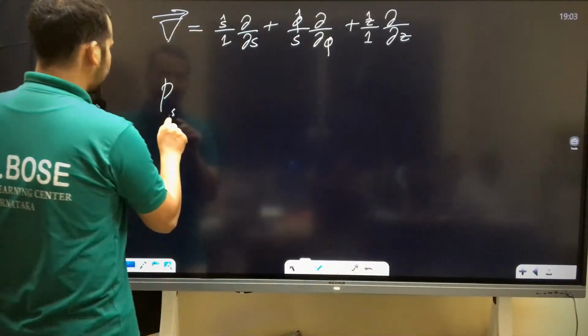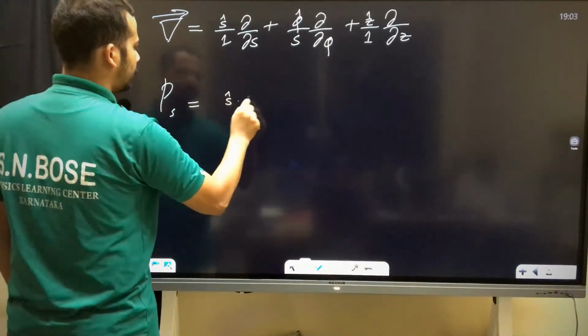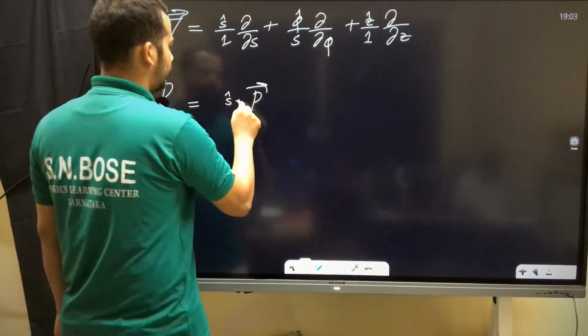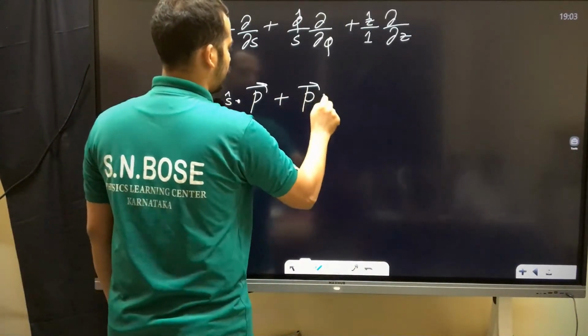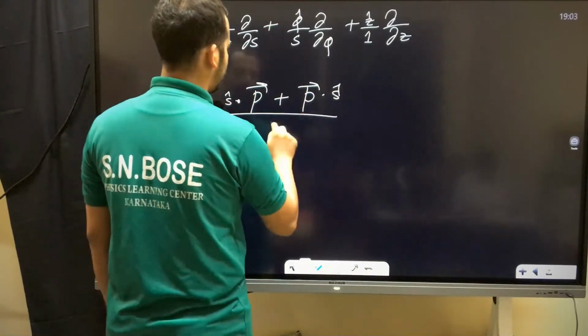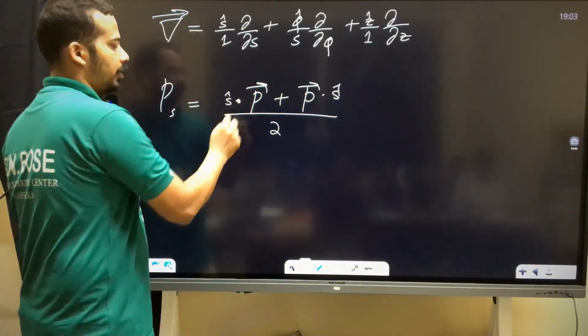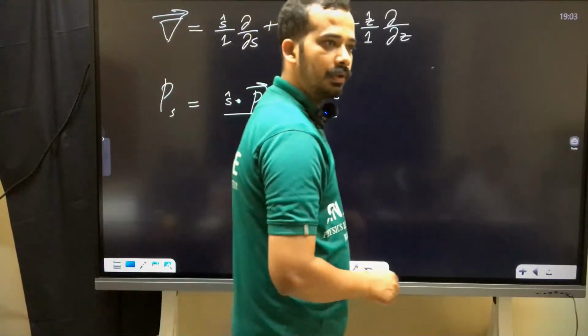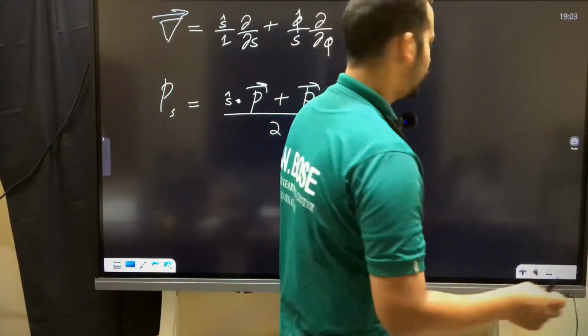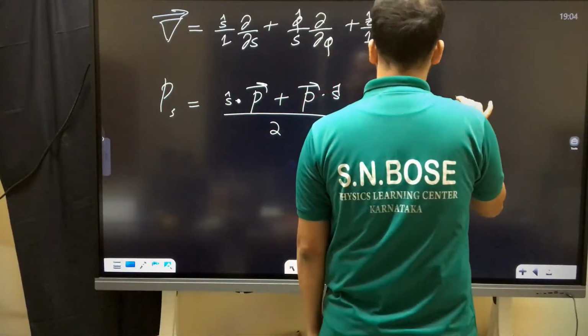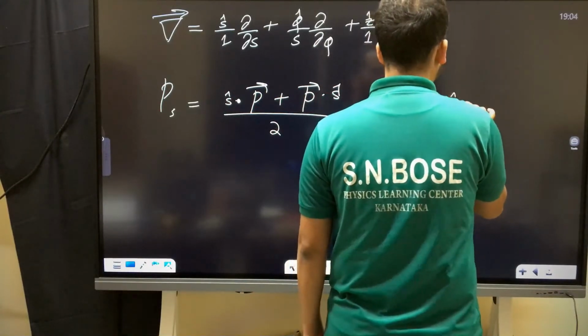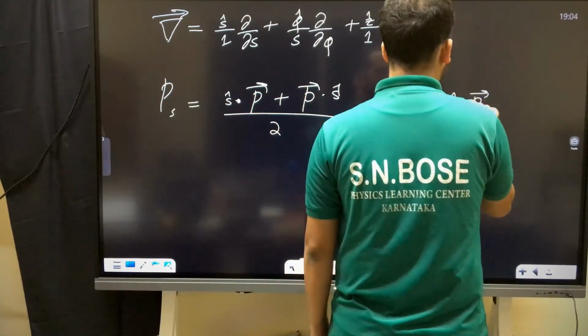Again the same thing: s cap dot P vector plus P vector dot s cap, whole divided by 2. This will be Hermitian. What is it called? He didn't name it. We shall see that one. Yes, only s cap dot P, this is not Hermitian.